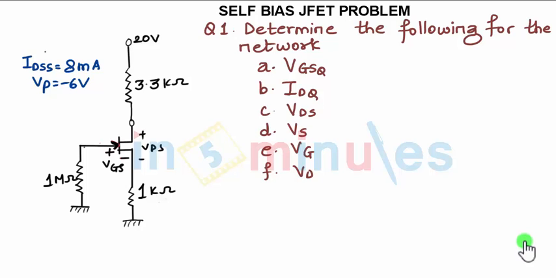We have seen the concept of self-biasing and how to go for the theoretical calculations. Now we'll actually solve a problem on self-bias JFET.